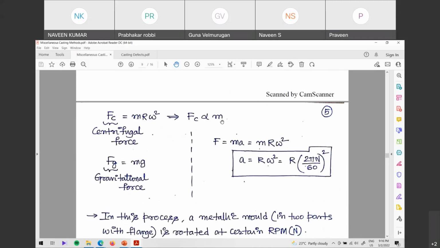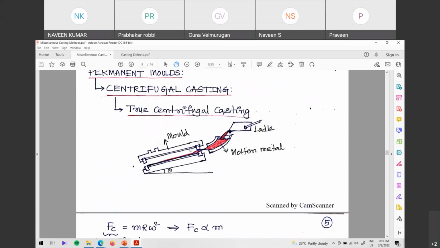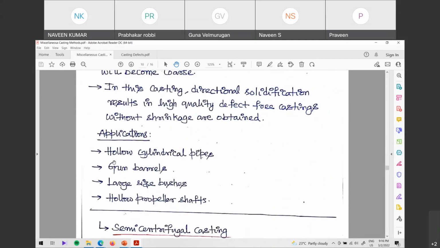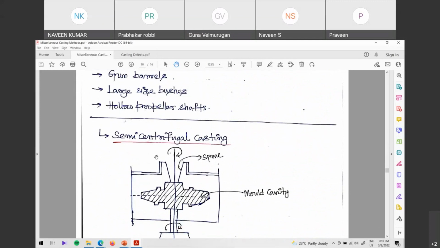Okay, so that is your true centrifugal. True centrifugal, because only because of centrifugal force is this material taking the shape. The next is, what are the applications? Obviously, hollow cylindrical pipes, gun barrels, large size bushes, hollow propeller shafts. All these things come under pipes only here. There are all kinds of pipes, or you have some cylindrical shapes with inner diameter and outer diameter. That's it.